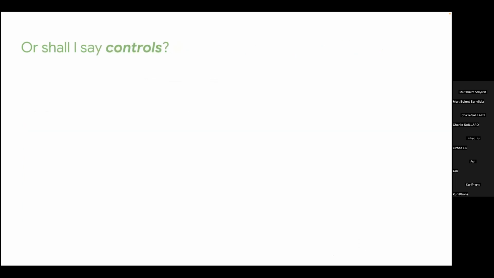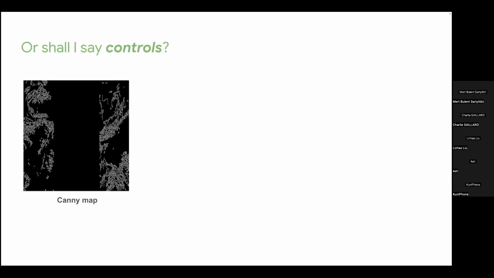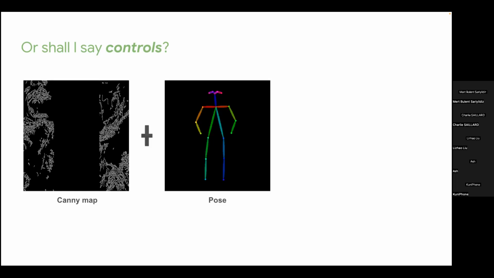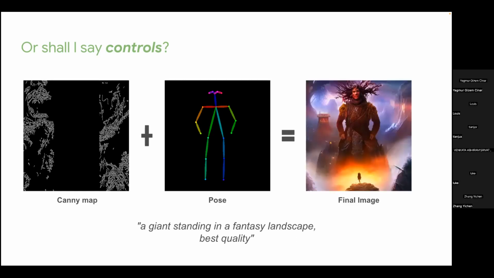And shall I say controls, because it's absolutely possible to combine multiple ControlNets. Let's say you want to condition one image on canny maps, and you also want to condition the generation process on poses, with this prompt: a giant standing in a fantasy landscape, best quality. It's possible to combine multiple conditions along with your natural language supervision. So I truly feel that ControlNets expose a very powerful framework here. And it's of course possible to go beyond just two image control conditionings. You can combine multiple ones, like 5, 6, and so on. But this is truly powerful.